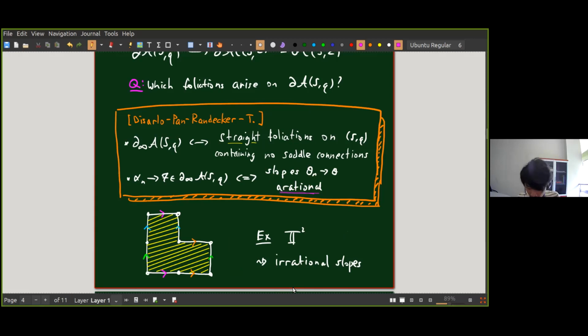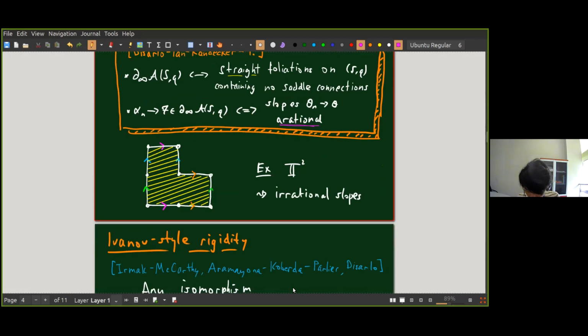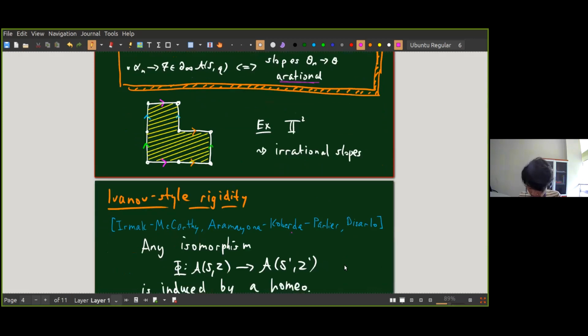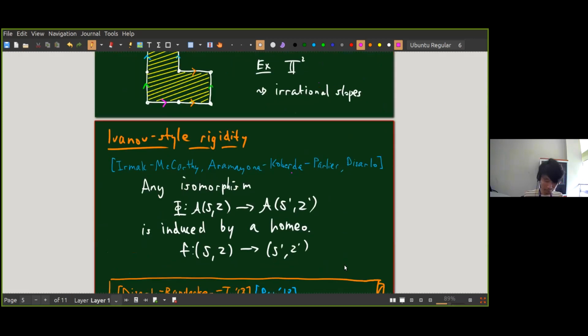Okay, so that's the Gromov boundary. It has a nice answer, which is not too surprising if you're familiar with this area.